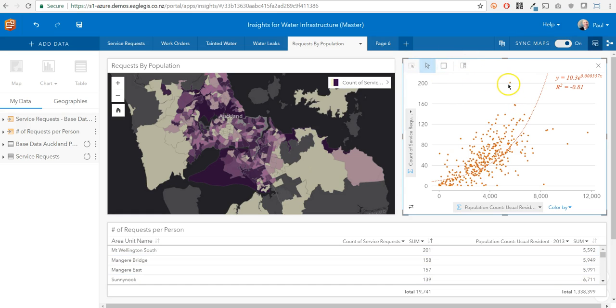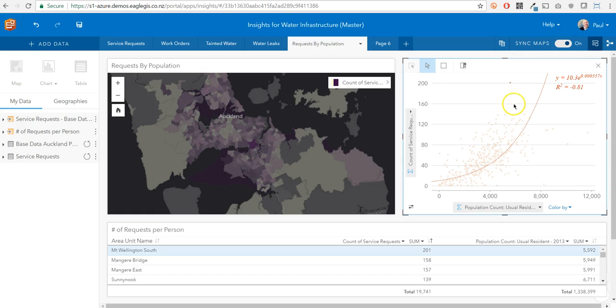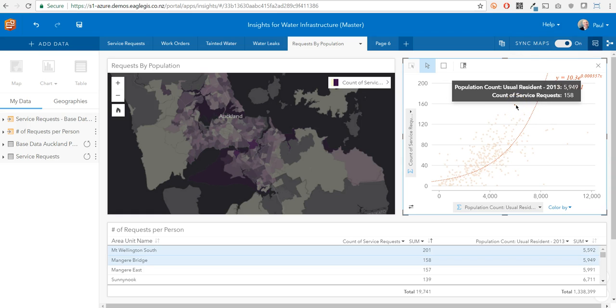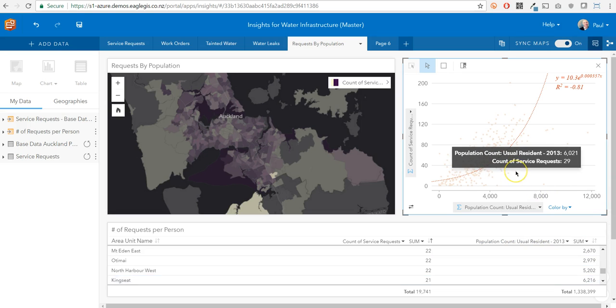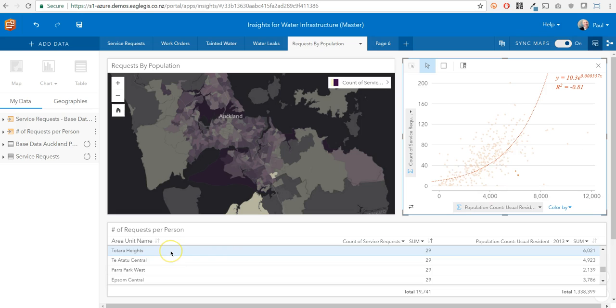Here we'll identify areas that have higher than expected call volume based on the number of people that live there. Looks like Mount Wellington South and Mangere Bridge. Or we can look at the outliers that are lower than we would expect. Totora Heights, for example. By clicking on these high and low values, we can quickly identify anomalies and begin to explore those areas in more detail.